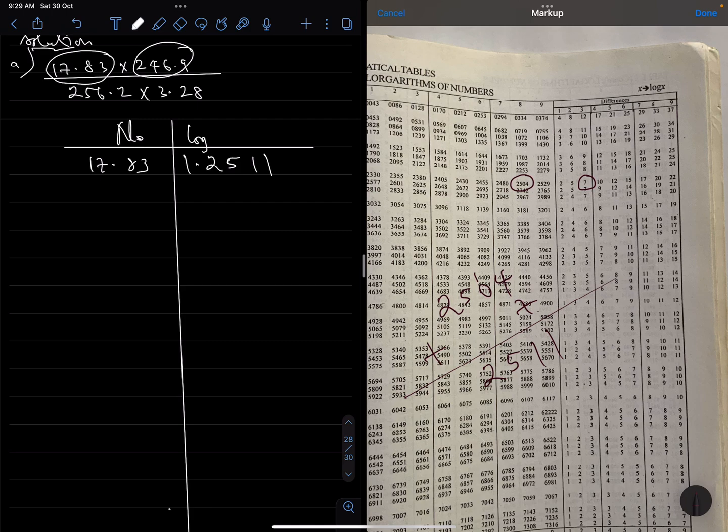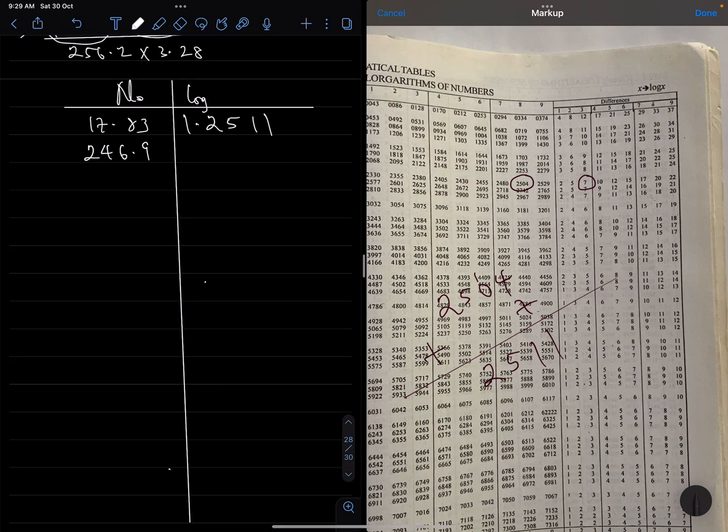Now to the next number. Don't forget that we are multiplying 17.83 by 246.9. If I write this number in standard form, 246.9 equals 2.469 times 10 to the power 2, because you moved backward 2 places, so the power of 10 will be positive. That means the characteristic is 2.